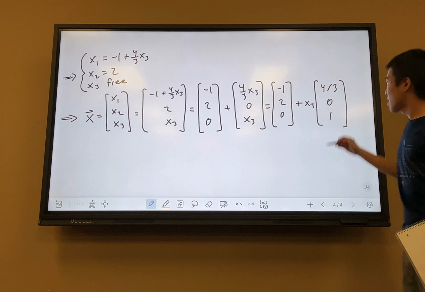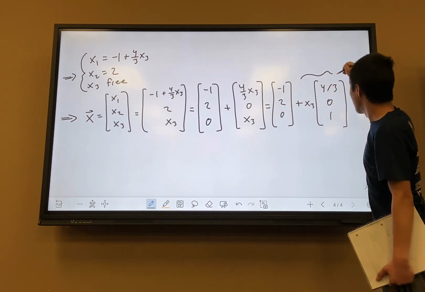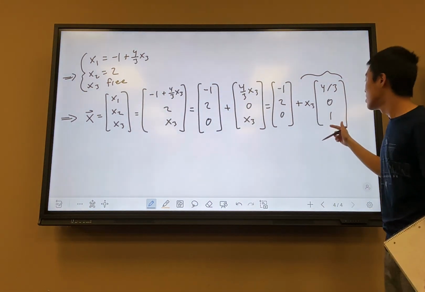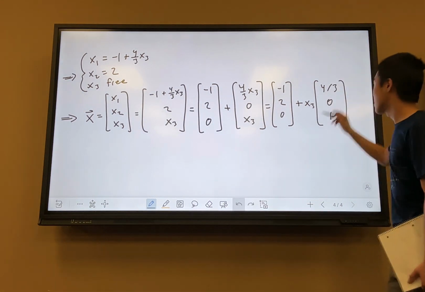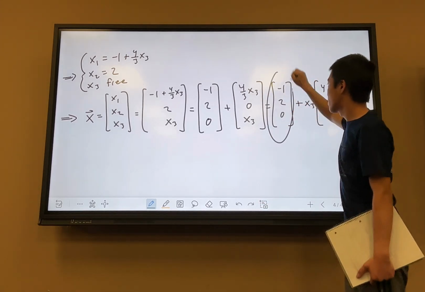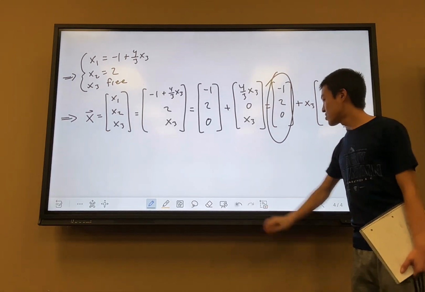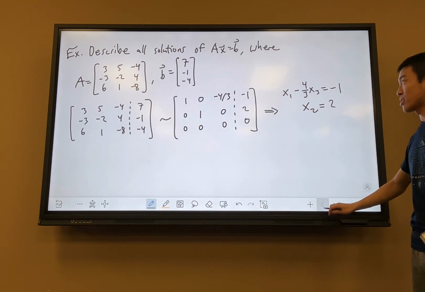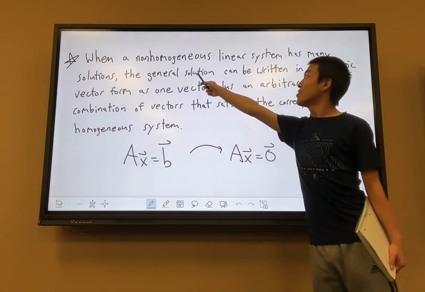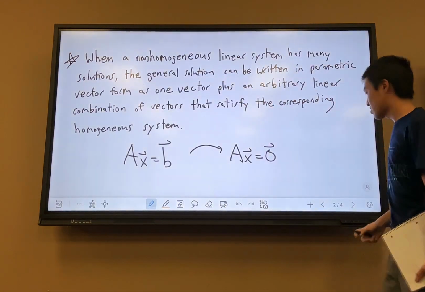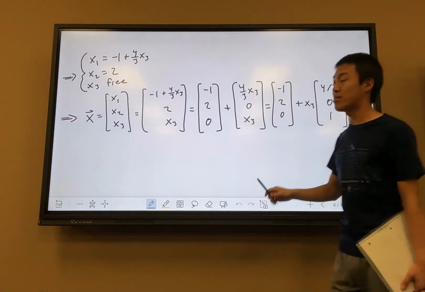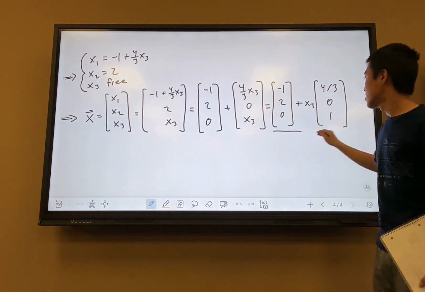Now what you'll notice is that this right here is the solution to the homogeneous version of the equation, linear combinations of this vector. What's the difference? Well, we've taken some sort of shift. We've added another vector. And so what I'm going to do is cut between these sides. When a non-homogeneous linear system has many solutions, let's see if that's the case. We in fact have that this non-homogeneous system has many solutions.